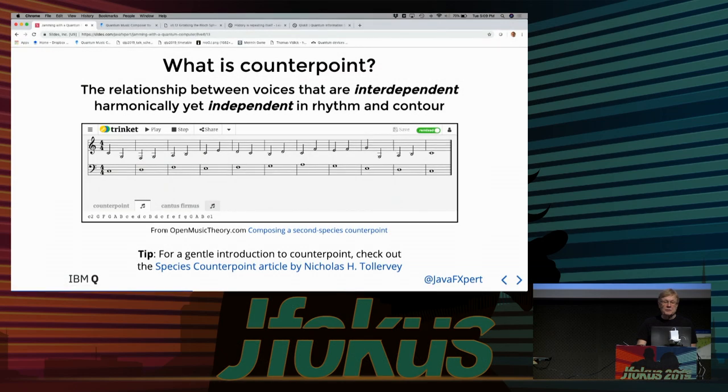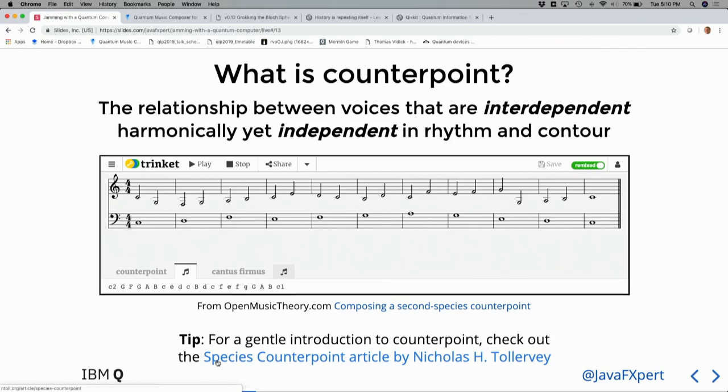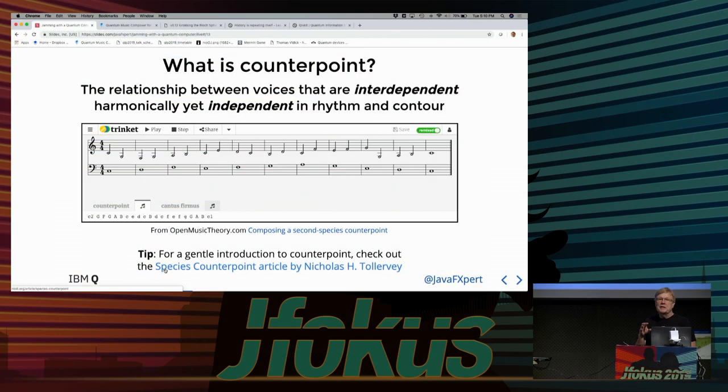So if you listen to that, you'll notice that it's got two different voices, and the top voice has a melody, and notice that the melody, the notes rise and fall in pitch, and also the bottom line has a melody. It's a counter melody, and it rises and falls. So you can see that each one of those are rising and falling in pitch independently, but those voices are interdependent in that they need to sound good when played together.